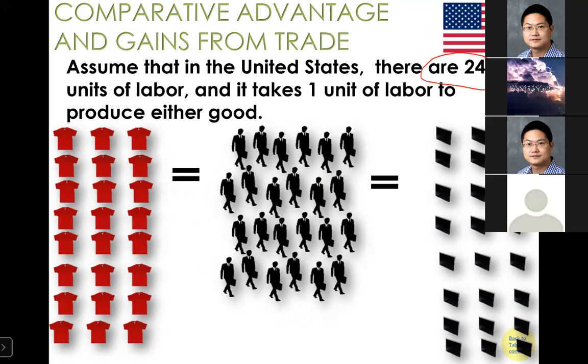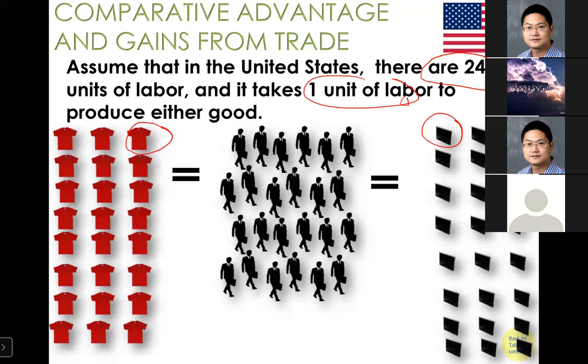For simplicity, they have 24 units of labor, but the technology is different. It's going to take 1 unit of labor to produce either good. Remember, in the previous economy, it takes 2 labor to produce 1 shirt, and 12 laborers to produce a computer. In the US, 1 labor can produce either 1 shirt or 1 computer.